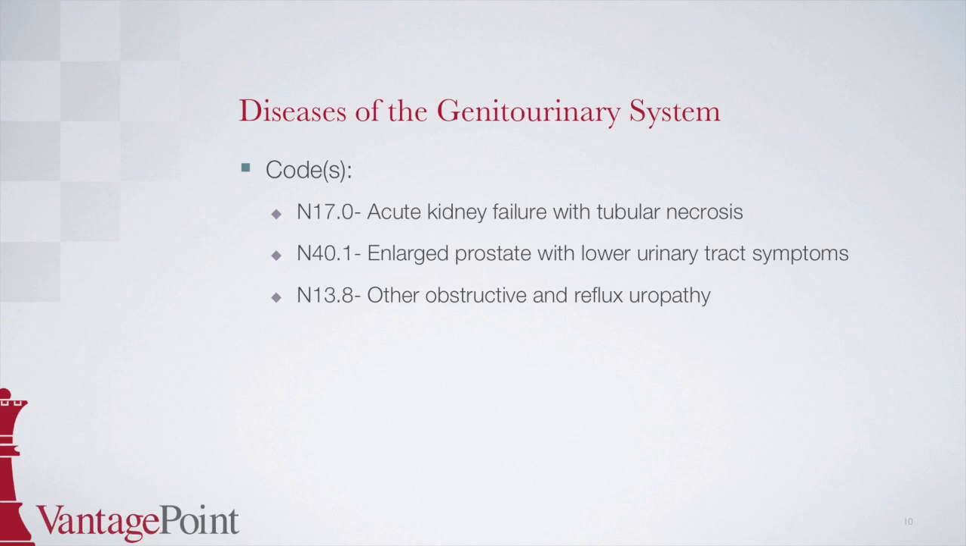Under N40.1, there is an instructional note stating use additional code for associated symptoms when specified, and one of these additional codes is urinary obstruction, which is N13.8. Therefore, we know N40.1 is appropriate, and also that our final code is N13.8 for other obstructive and reflux uropathy.